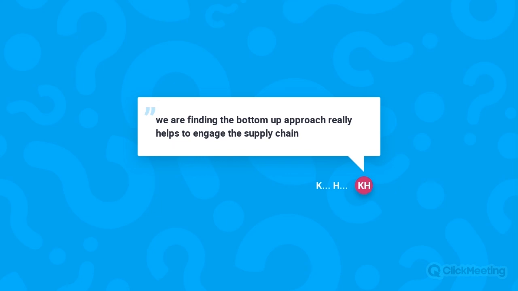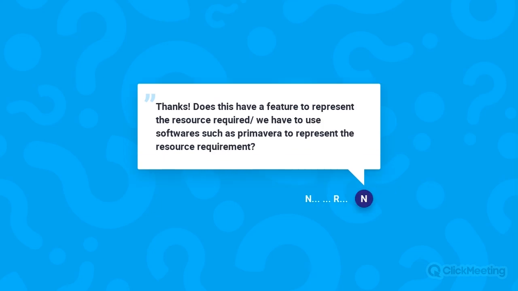Does this have a feature to represent the resource required? We have to use software such as Primavera to represent the resource required. So this is something we're working on at the moment. We do have a feature called custom fields where you can allocate the resource. It depends what kind of resource you're talking about. You can assign these to teams and packages in VisiLean, or you can import that directly from P6 already assigned. But if it's different types of resource like materials and things like that, then you can add a custom field for that. There's loads of different ways we can try and look at that for you. I just need to understand a bit more probably what you mean.